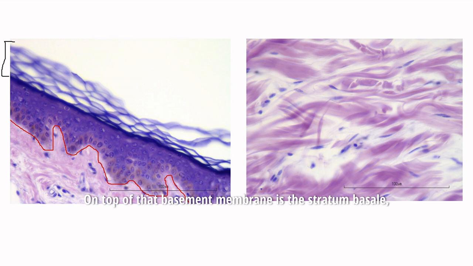On top of that basement membrane is the stratum basale, which is the deepest layer of the epidermis. This is where the cells originally come out from.